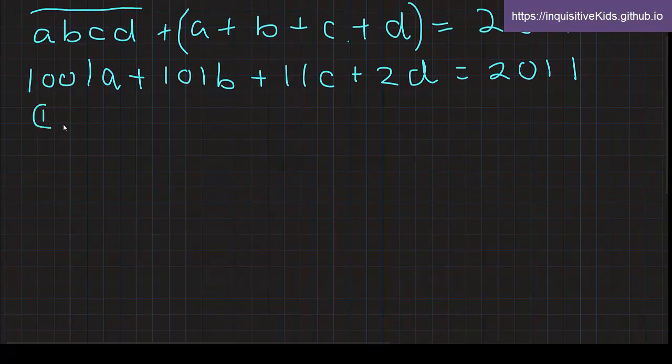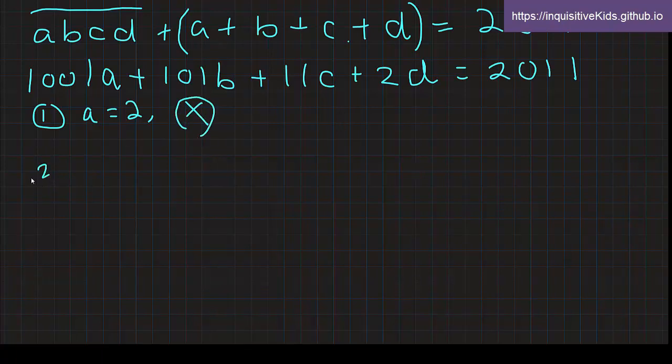So what if A equaled 2? Well, if A equaled 2, then it won't work. Why? Well, 101B might become a 9. B might become 9 to get as close to 2011 as possible. But then in the end, you'll see that D will have to become a fraction. And if you test it out, that won't work. So this does not work.